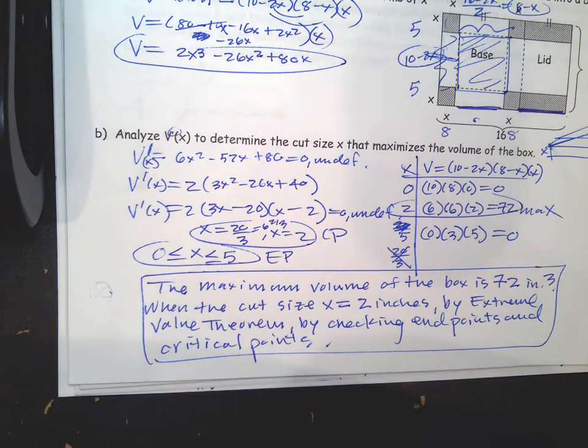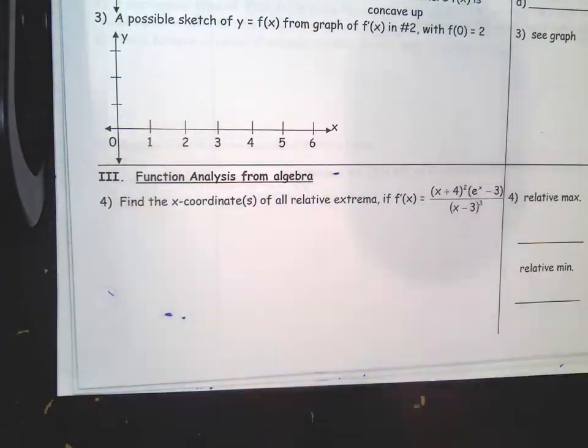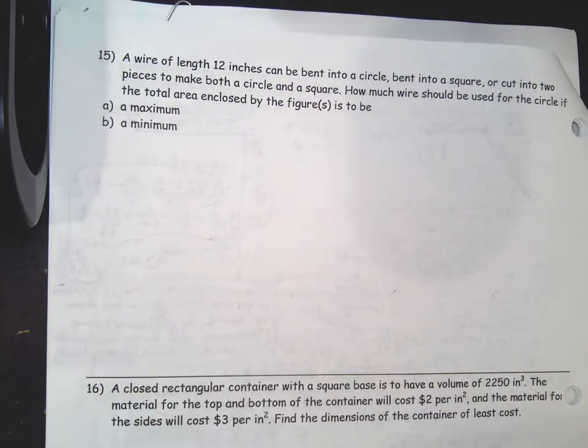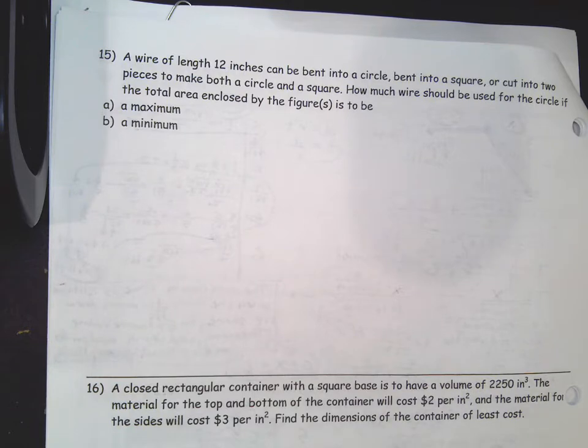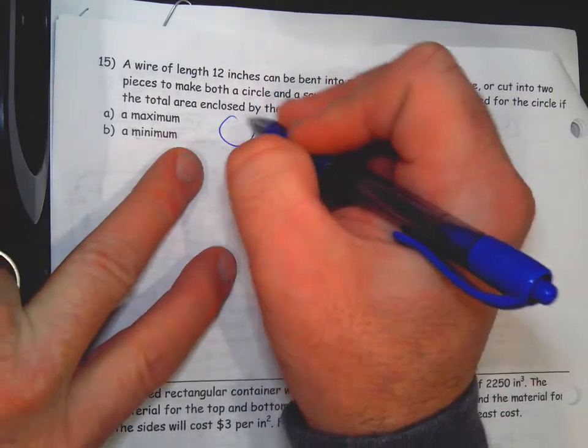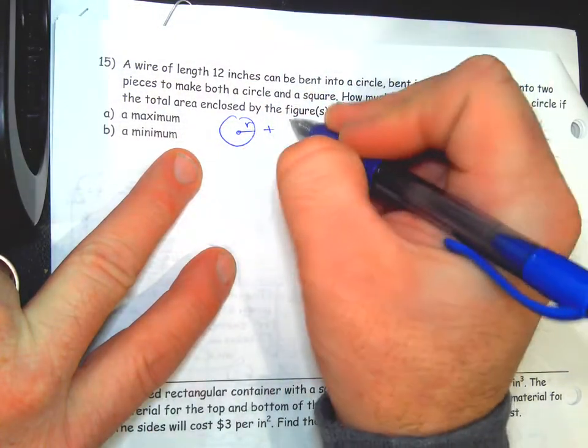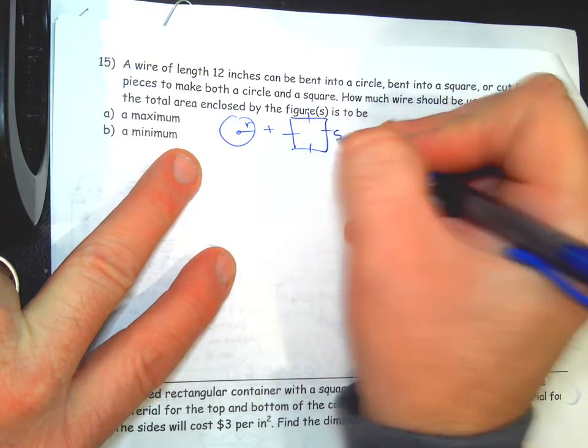All right, here's a problem that kind of looks like one of those optimization problems. It says a wire length 12 inches can be bent into a circle, bent into a square, or cut into 2 pieces that make both a circle and a square. How much wire should be used for the circle if the total area enclosed by the figures is to be maximized or minimized? It's the same work either way. So I would draw a picture. You have a circle with a radius r, and you have a square with equal sides s.